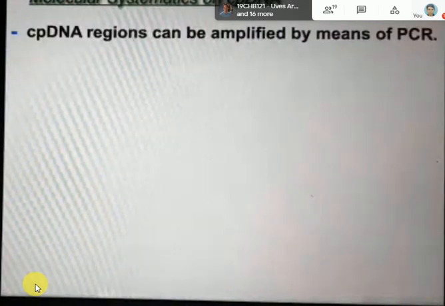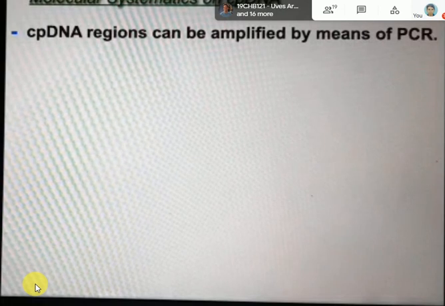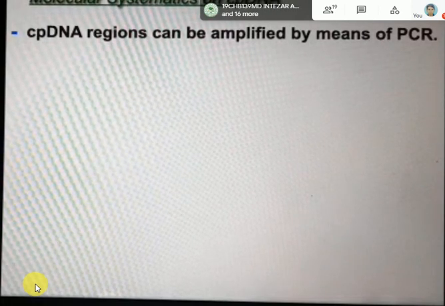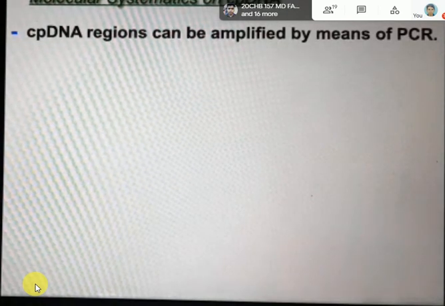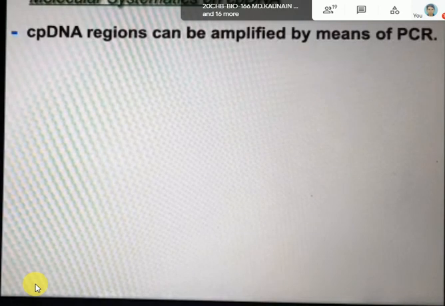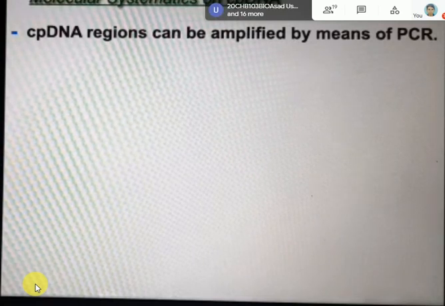Then molecular systematics on cpDNA. cpDNA regions can be amplified by means of PCR. Most people say the PCR machine. Actually, PCR is not a machine. It's a simple reaction called polymerase chain reaction, and that polymerase chain reaction is meant for the production of millions of copies of the DNA.